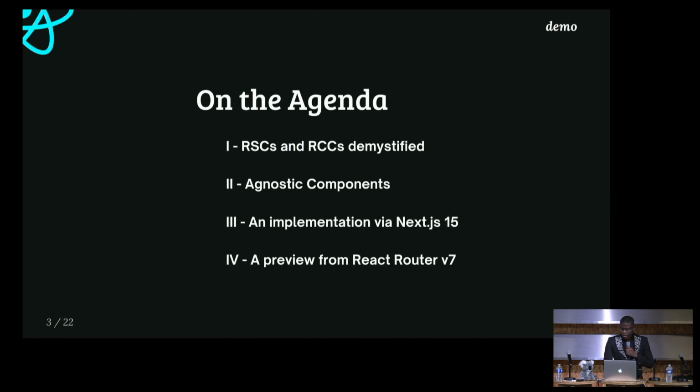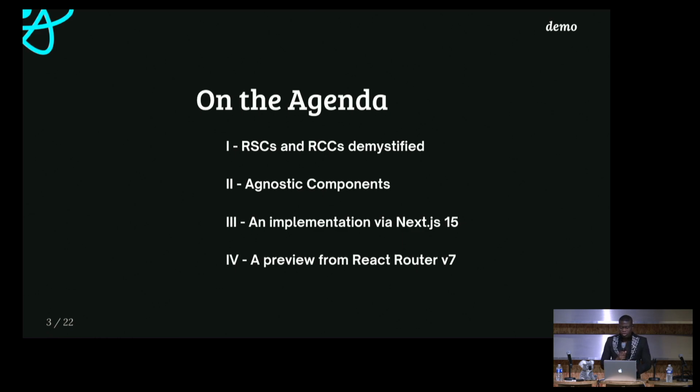Here's the plan. First, we'll explore the reasons why RSCs, React Server Components, and RCCs, React Client Components, are not what they seem. Second, we'll reveal what makes some of these RSCs and RCCs agnostic components. Third, we'll explore a new way to organize code with these agnostic components in the Next.js 15 code base. And finally, before wrapping up, we'll look at how agnostic components are relevant in the Remix world through a snippet of Ryan Florence's talk from last year's ReactConf on bringing RSCs to React Router v7.